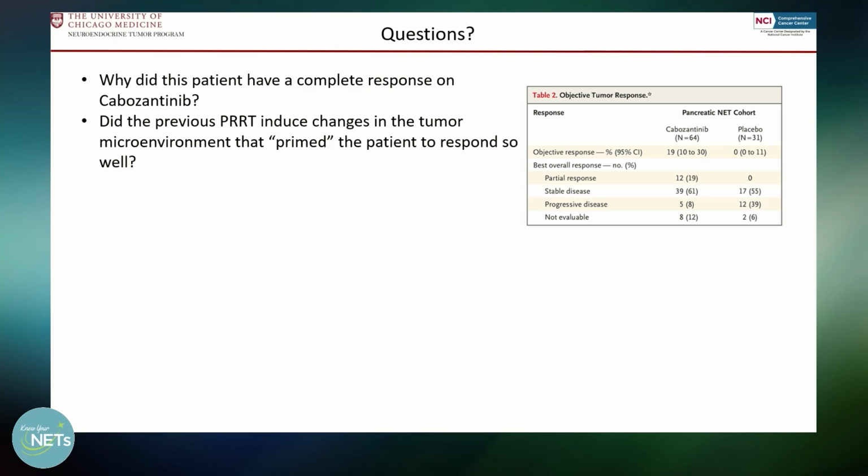Another question is, did the previous PRRT induce changes within the tumor that perhaps primed the tumor to respond so well to cabozantinib? And therefore, should patients receive PRRT prior to cabozantinib? Obviously, that's a very provocative question, and I'm just throwing it out here.